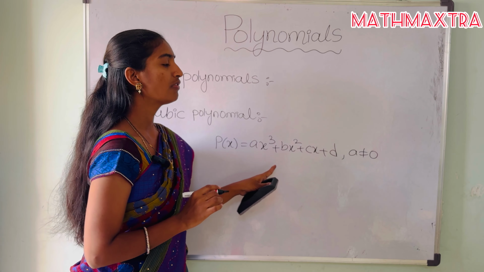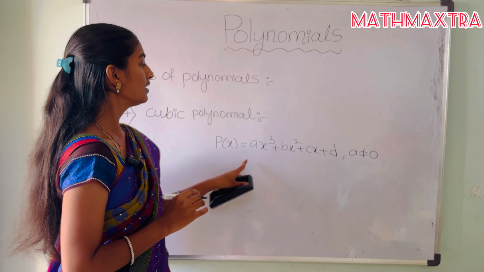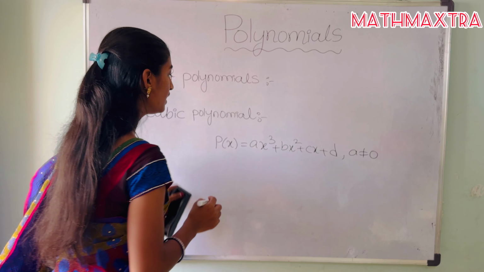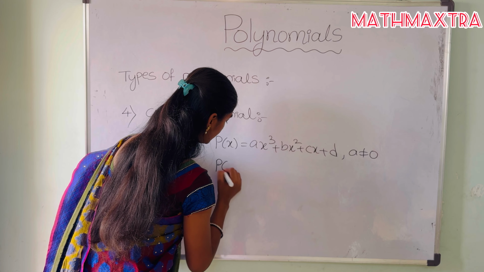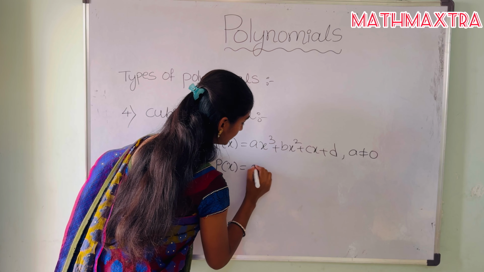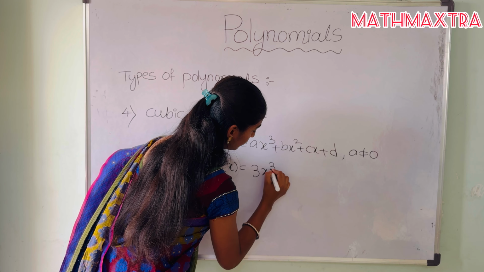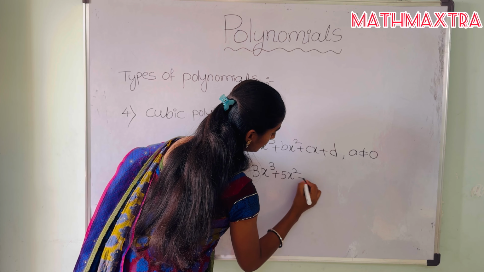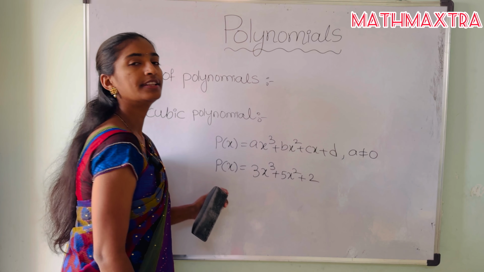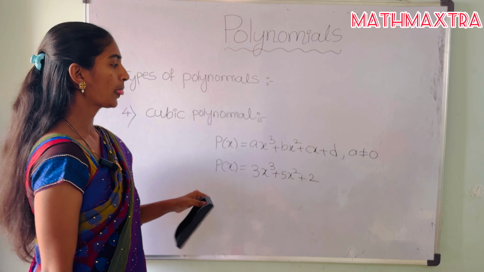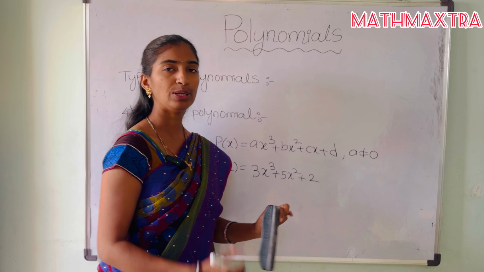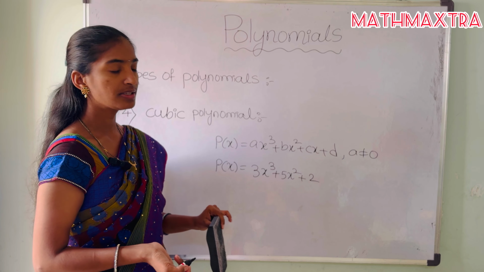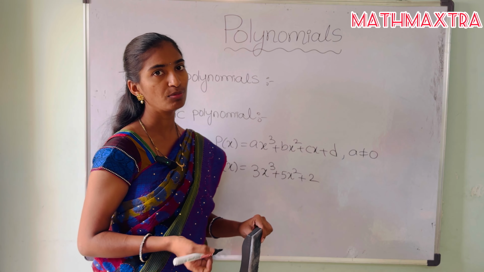Yes, this is the general form of a cubic polynomial, which is ax cube plus bx square plus cx plus d. Okay, and for example, p of x is equal to 3x cube plus 5x square plus 2. Yes, this is a cubic polynomial. These b, c, d values can become 0, but this a should not be equal to 0. Yes, so this is the example of a cubic polynomial.